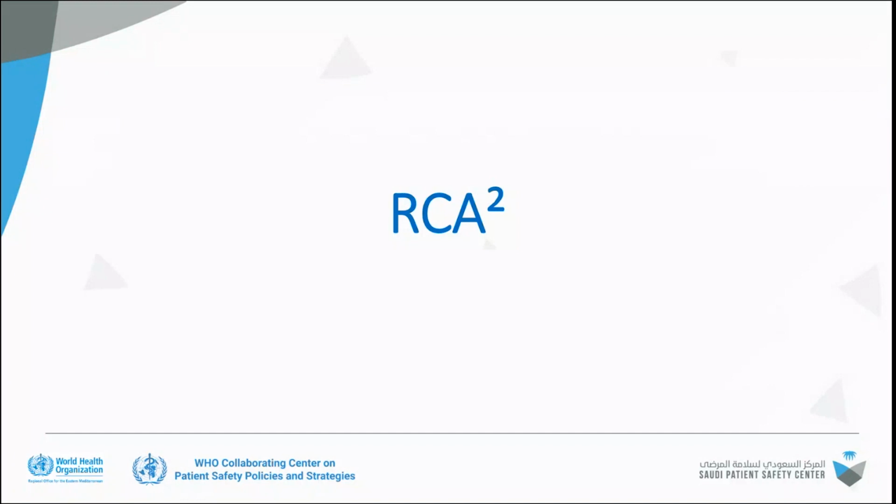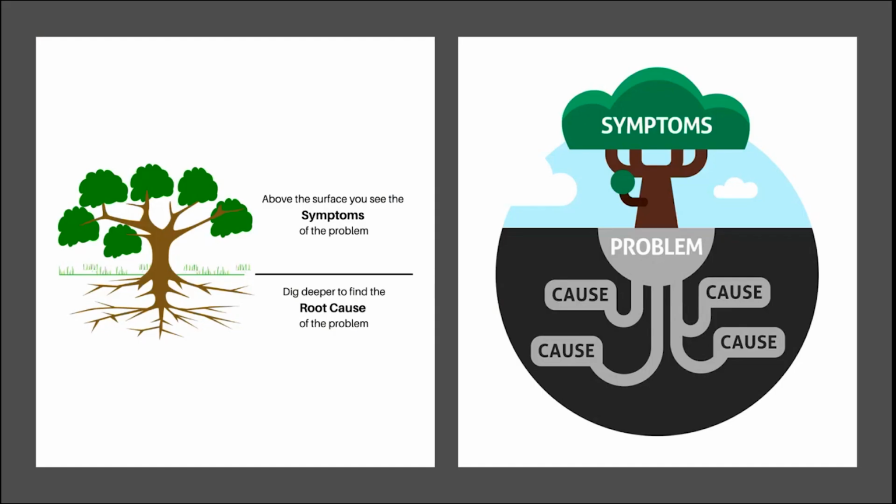What we are presenting today is RCA square. This term was introduced by the IHI, and it's really trying to show the process in a holistic view. It's root cause analysis, and the second A is action. So root cause analysis and building actions.